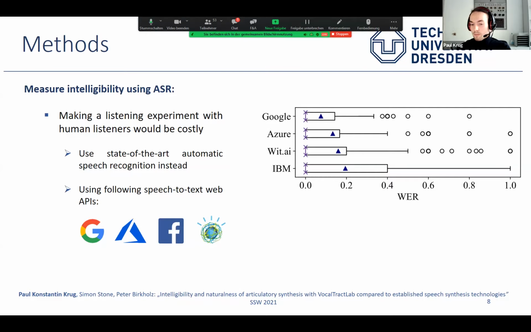So the median word error rate is 0 for all the distributions. That means that most of the time the samples were recognized correctly. However, there's still a significant difference between, for example, Google and WitAI and IBM. But there is no significant difference between the Google and Azure systems, and between Azure, Wit, and IBM there's also no significant difference. So in order to reduce possible biases, we went with the answers from all those systems.